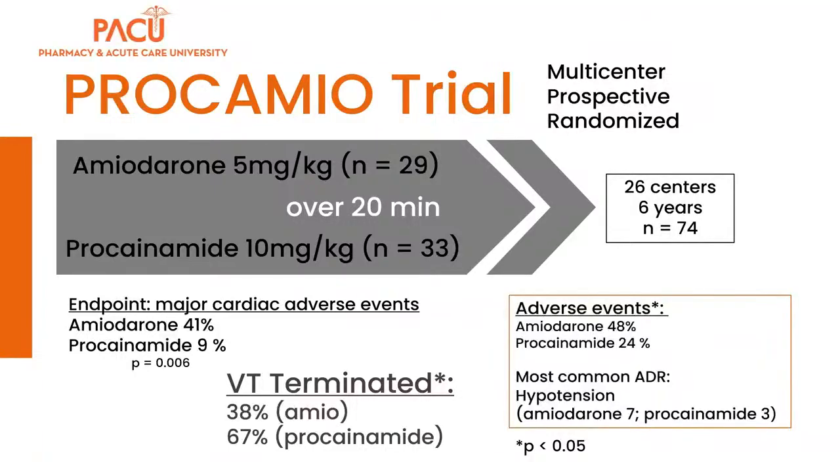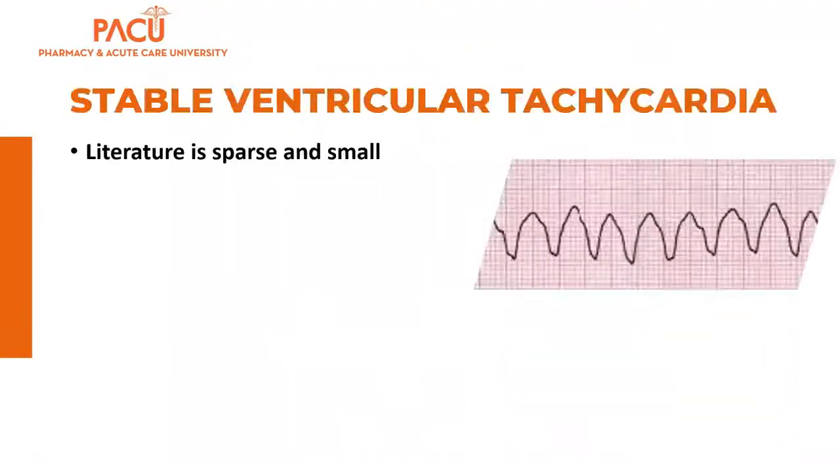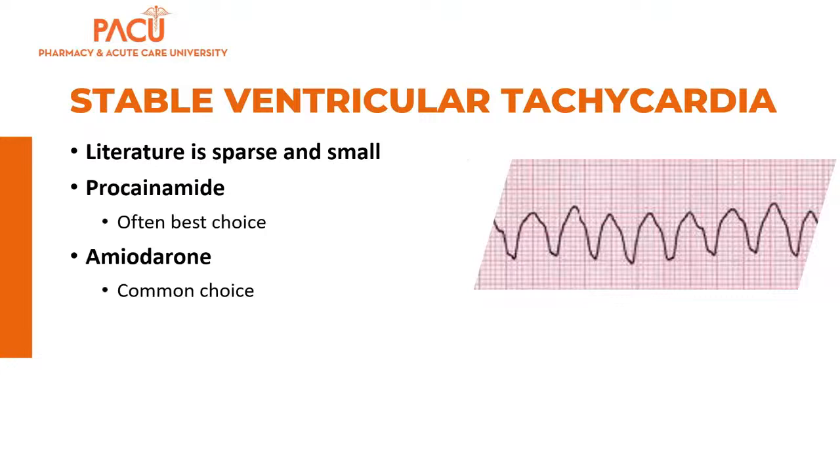The most common adverse reactions were hypotension, more in amiodarone than procainamide, but of course both of these drugs cause hypotension. So with stable ventricular tachycardia, the literature is sparse. The literature is few and far between. Procainamide, many consider the best choice. However, amiodarone is a common choice.